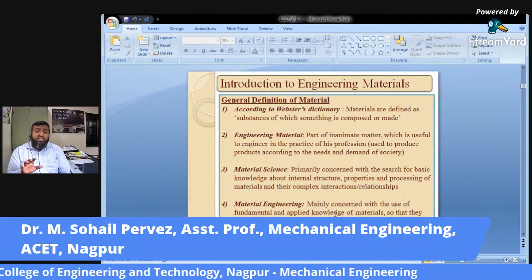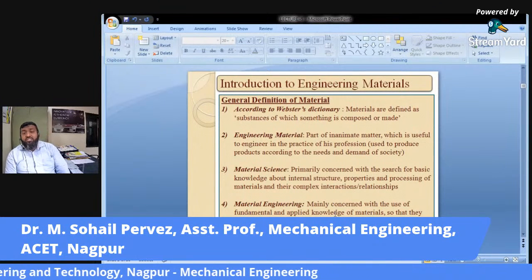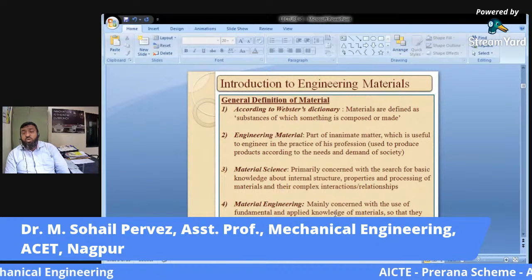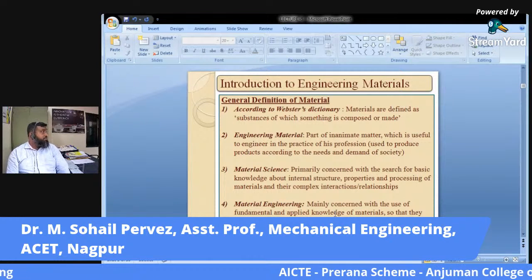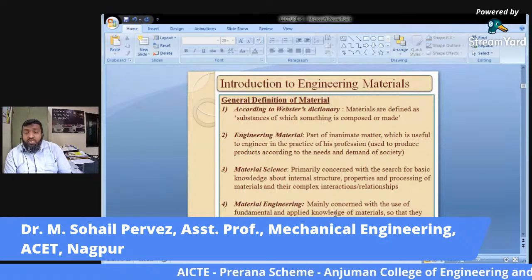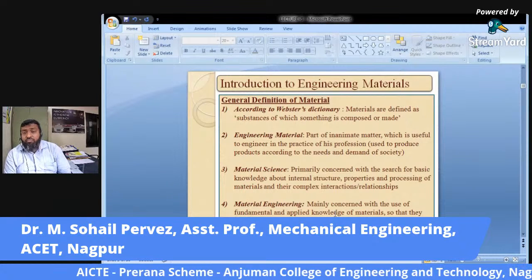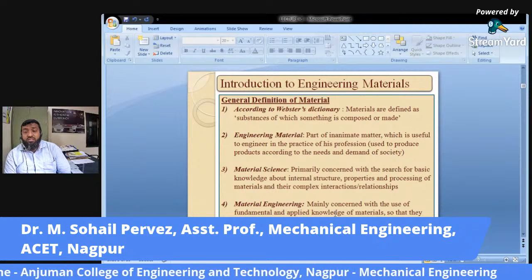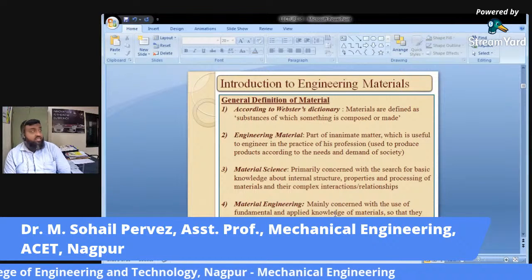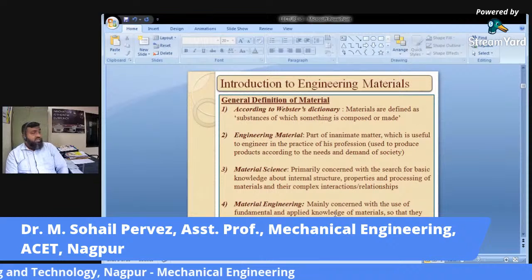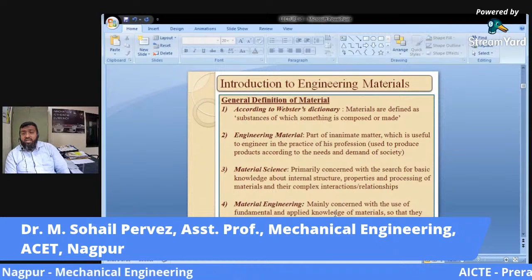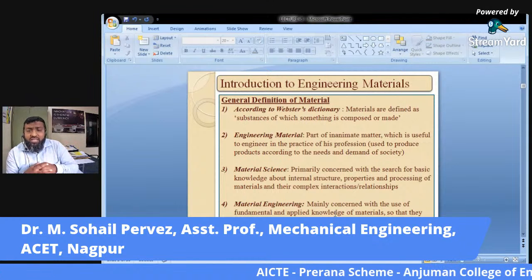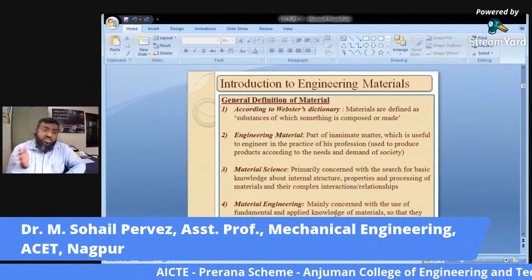And the fourth one is material engineering. When we say material engineering, it is mainly concerned with the use of fundamental and applied knowledge of material, so that it may be converted into products as needed or desired by the society. Basically it bridges the material knowledge from basic science to engineering application.